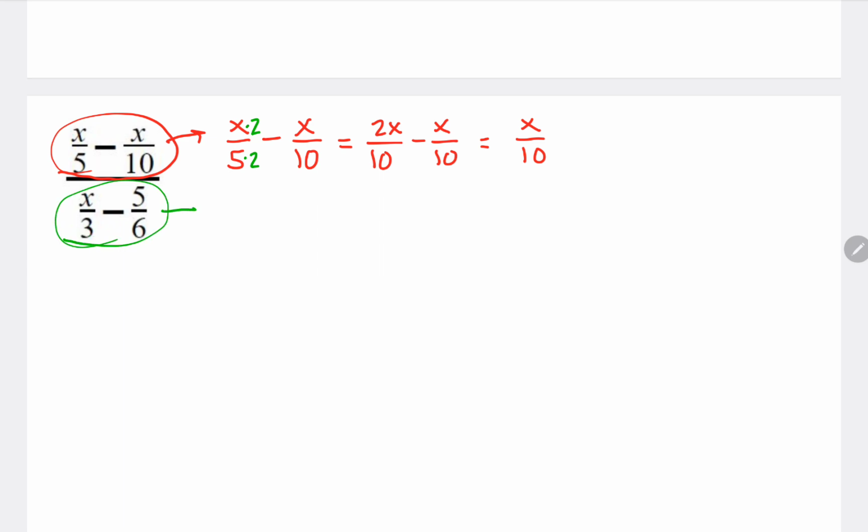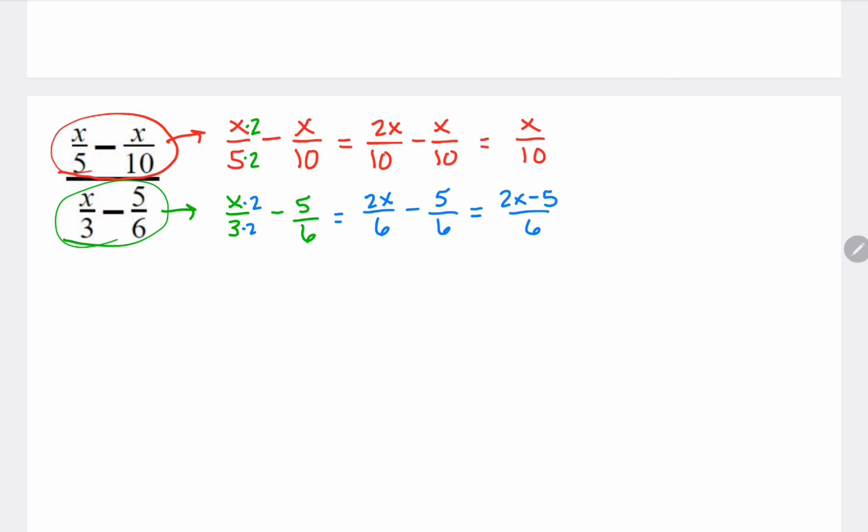So my numerator simplifies to just x over 10. I'm going to do the same thing in my denominator. Right now I have x over 3 minus 5 over 6. There's not a common denominator, but I can get one easily by multiplying by 2 over 2 to the first fraction. When I do that, I get 2x over 6 minus 5 over 6. Now that we have a common denominator of 6, I can combine the numerators together. They are not like terms, so it stays 2x minus 5.